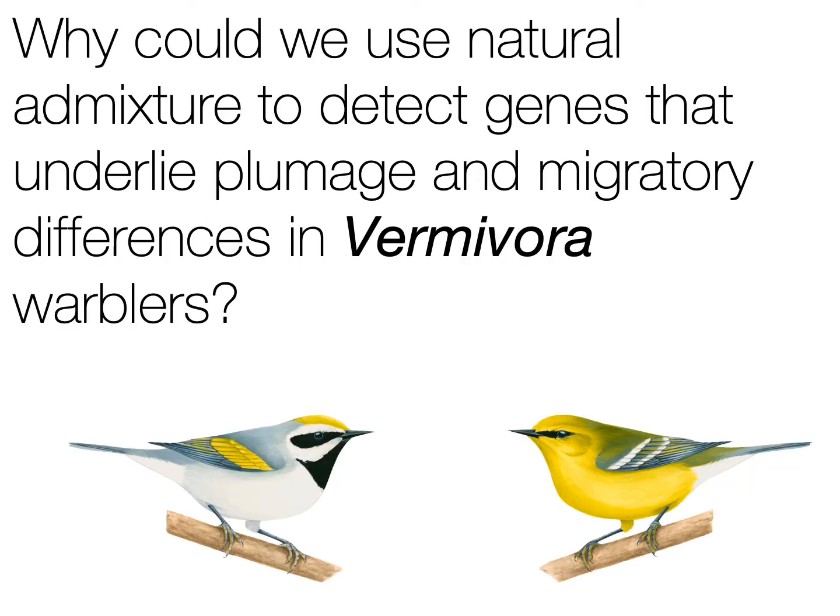I think a big question then becomes why we could use natural admixture to detect the genes that underlie plumage and migratory differences in Vermivora warblers. So if you think back to when I started setting up the system, I told you that the assumption is that blue-winged and golden-winged warblers have only been hybridizing for about 300 years, since large-scale clearing happened in eastern North America.